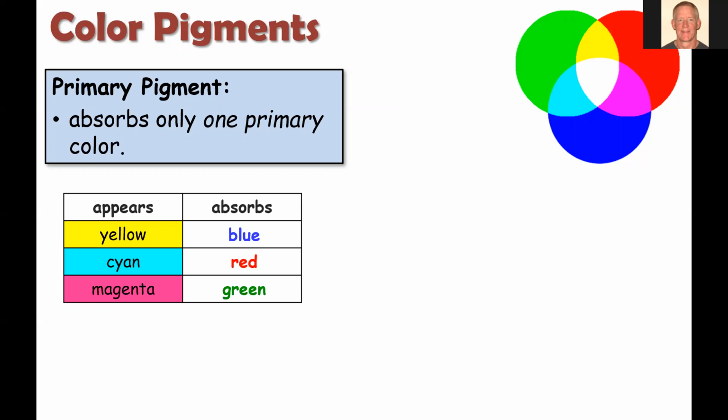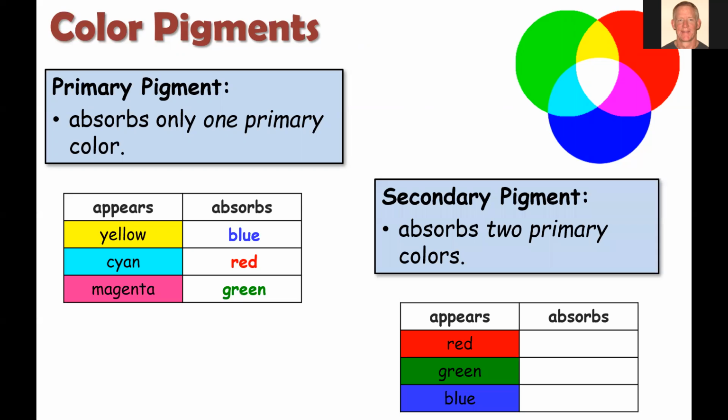If we keep these three color circles in front of us here, we can figure out ourselves, right, which colors it would have to absorb. The secondary pigments absorb two primary colors. So if a pigment is going to appear red, that means it has to absorb green and blue. If a pigment appears green, it has to absorb red and blue. And if a pigment appears blue, it has to absorb red and green. Okay, so basically the opposite colors on our color circle are the ones that it will absorb.